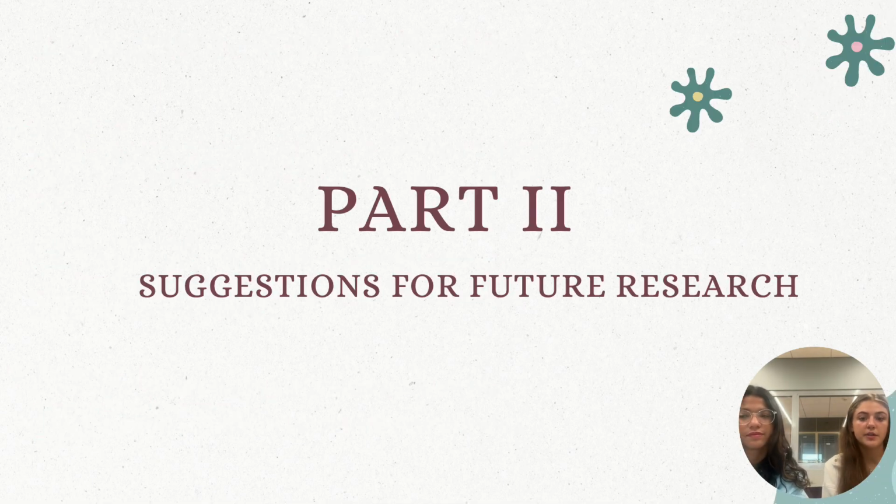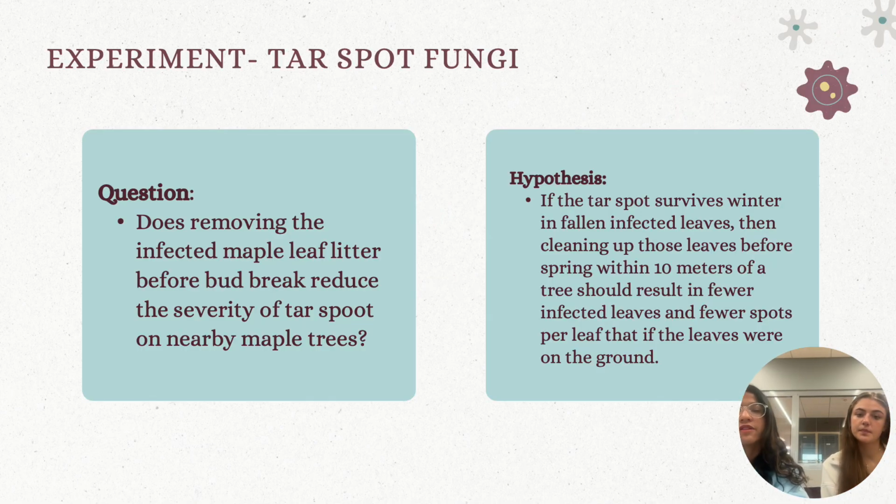Okay, and then moving on to part 2 for our suggestions for future research. So we have our experiment, which we decided to do with the tar spot fungi. And our question is, does removing the infected maple leaf litter before bud break reduce the severity of tar spot on nearby maple trees? And our hypothesis is that if the tar spot survives winter in fallen infected leaves, then cleaning up those leaves before spring within 10 meters of a tree should result in fewer infected leaves and fewer spots per leaf.